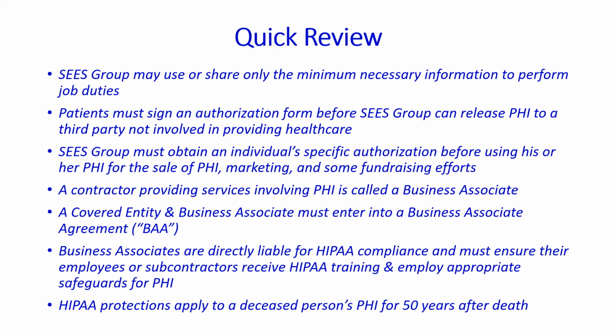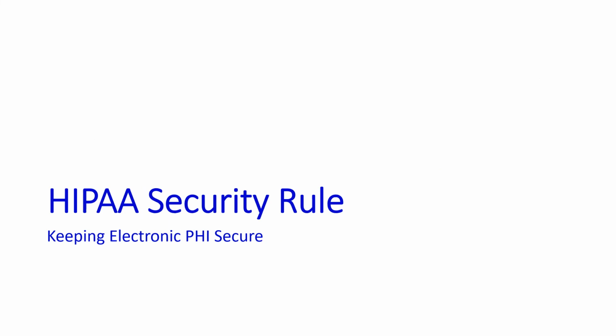In addition to individual rights under HIPAA, it's also important to remember the minimum necessary principle, appropriate uses and disclosure of PHI, when a patient authorization is necessary to release PHI and when it isn't, and how to determine if another organization is a business associate or not. Also remember that a deceased individual retains his or her HIPAA privacy rights for 50 years after he or she dies. Now that we have a grasp of the HIPAA privacy rule, let's learn about the HIPAA security rule.